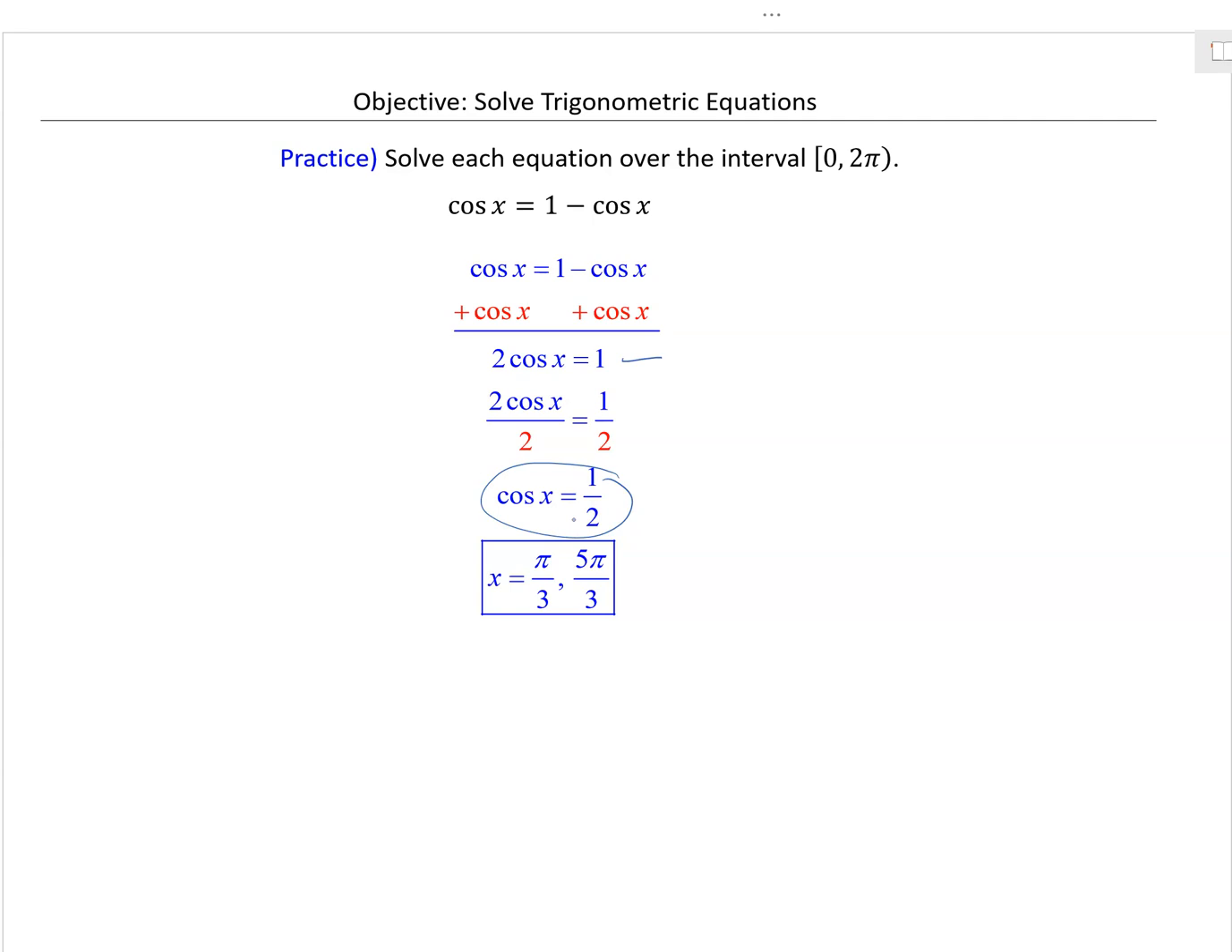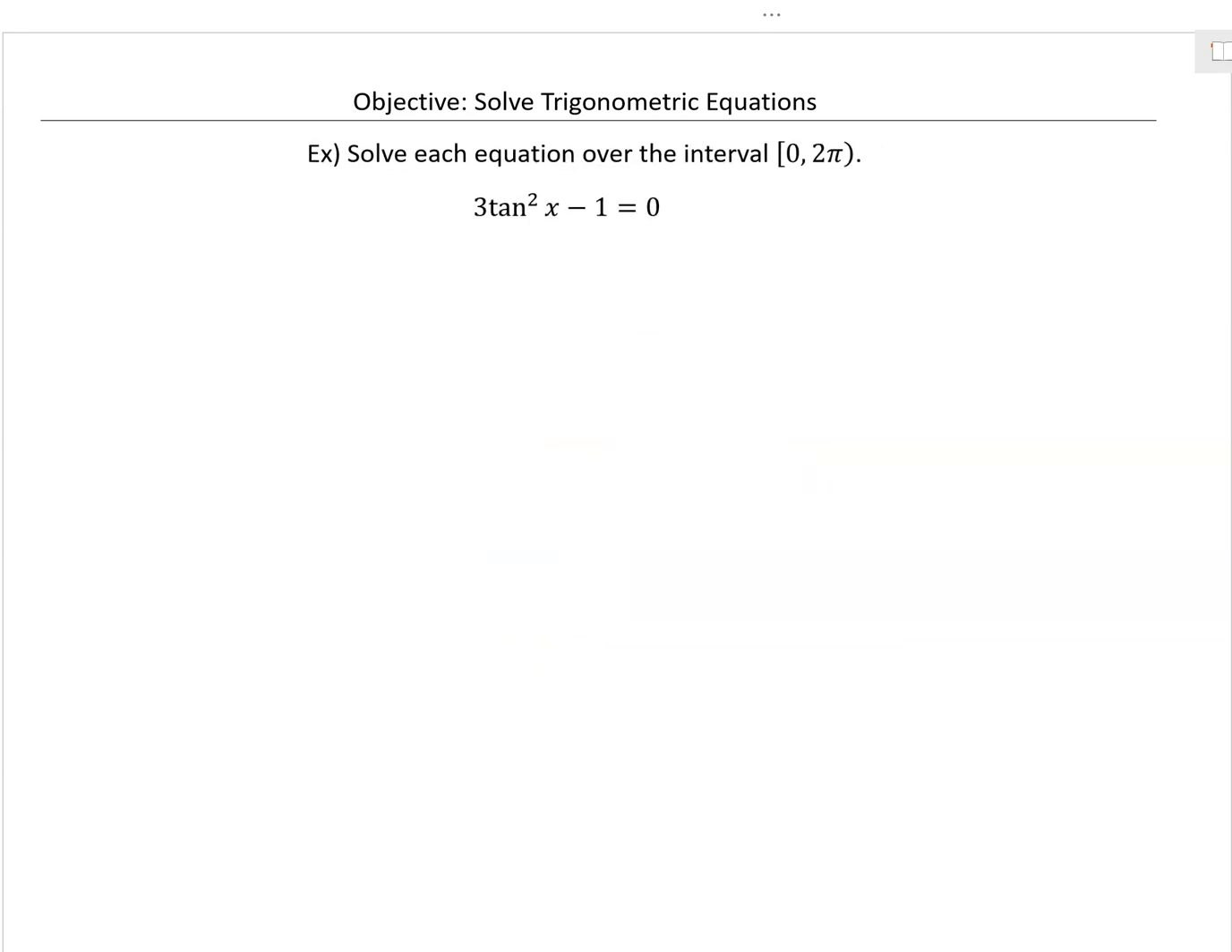There again, 2 quadrants where cosine is positive. Cosine, remember, is our x coordinate. So it'll be quadrant 1 and quadrant 4. And cosine is 1/2 at the third. So as you can see, we have the pi thirds in the first quadrant and the 5 pi thirds in the fourth quadrant. All right, let's take a look at this problem together.